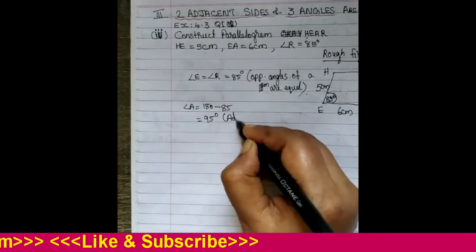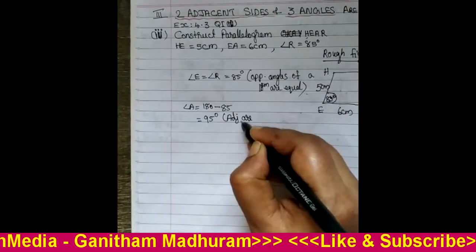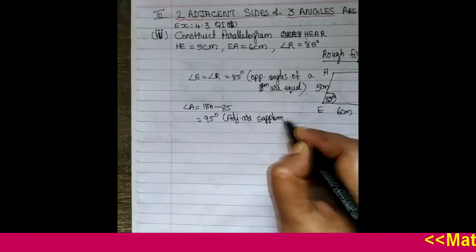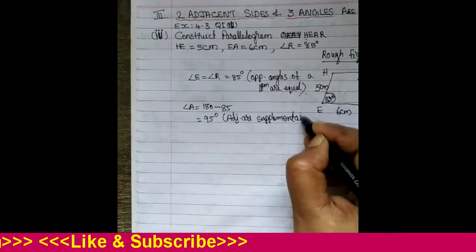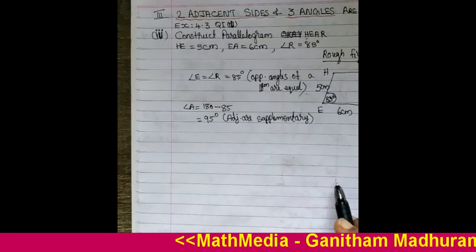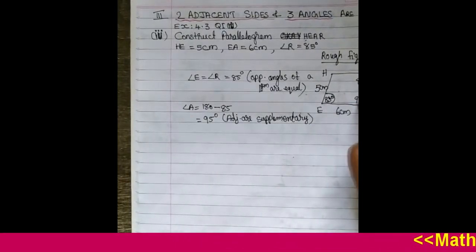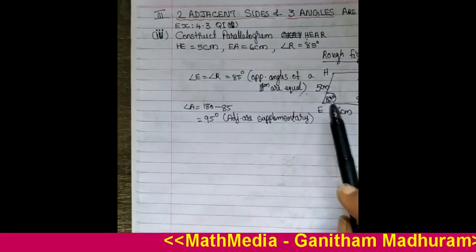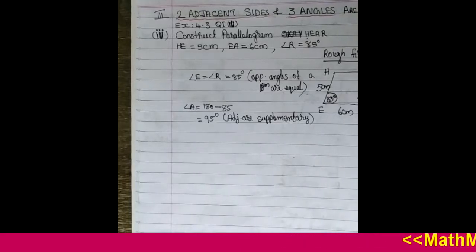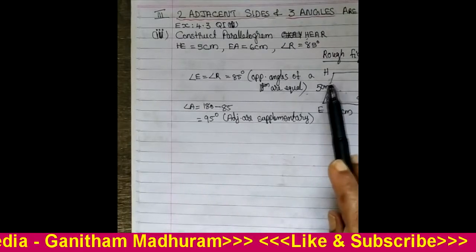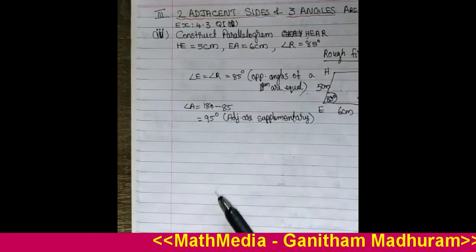Since adjacent angles of a parallelogram are supplementary. Now by using this property we found angle A equal to 95 degree. Now we got 3 angles and 2 adjacent sides. So with these given measures we are able to construct the parallelogram. Now what about angle H? Angle H will be 95 degree.